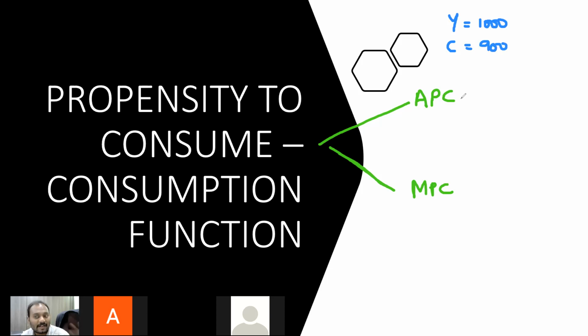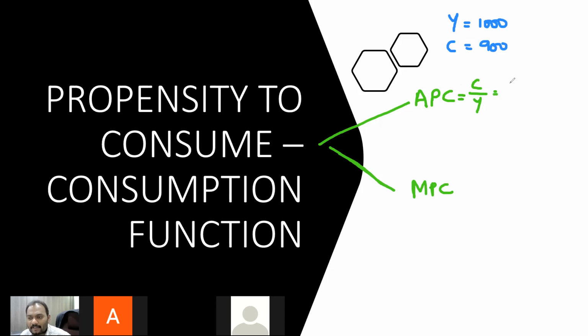Now look at this. I want all of you to theoretically understand what is APC. There's a formula to find out average propensity to consume. Listen very carefully. It's very simple. That is C upon Y. Can you tell me what the letter C stands for? Consumption. Very good. The letter Y stands for what? Income.